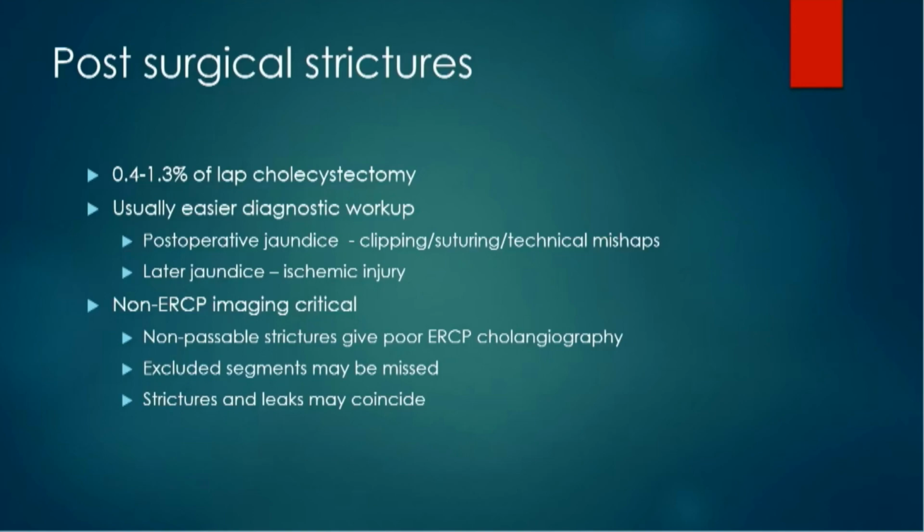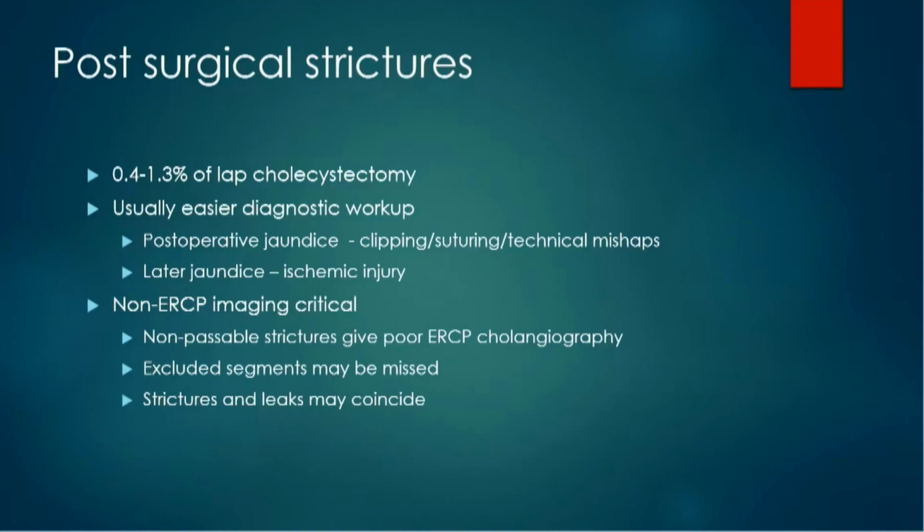The post-surgical strictures we see are at least from complicated laparoscopic cholecystectomies, and usually the diagnostic workup is easier in these cases. So we have the early postoperative jaundice patients caused by failed clippings or suturings or other kinds of technical mishaps, or the later jaundice caused mostly by ischemic injury.